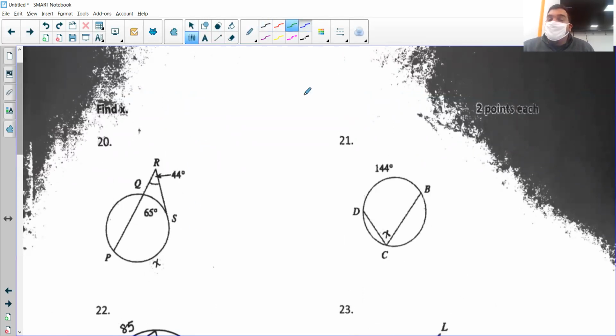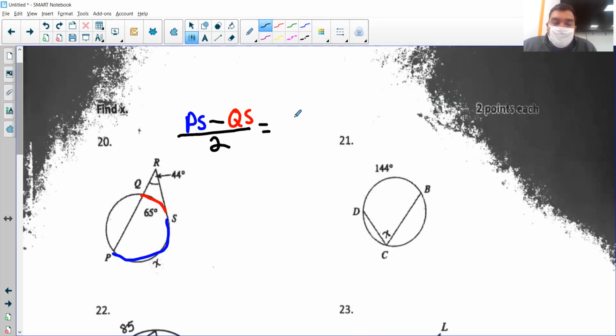All right. This is the formula, which I mentioned last time. Here's the bigger arc, and here's the smaller arc. When your angle is outside of the circle, very important, outside of the circle, your bigger arc, in this case PS, minus your smaller arc, in this case QS, or SQ, doesn't matter which way you put it, over 2 is going to equal the angle, in this case R. R equals 44. But here's the formula, and then we're going to apply it where X is at different places.